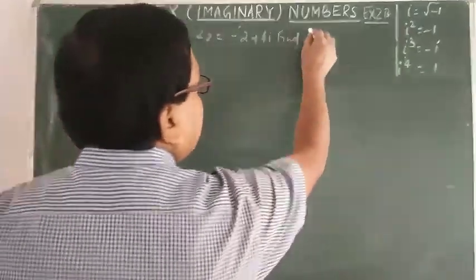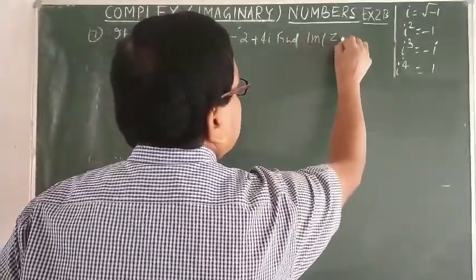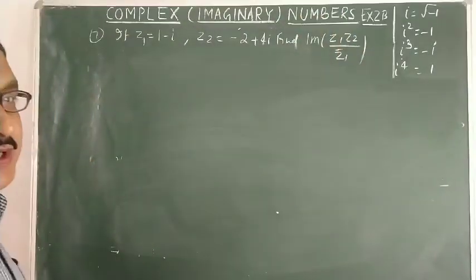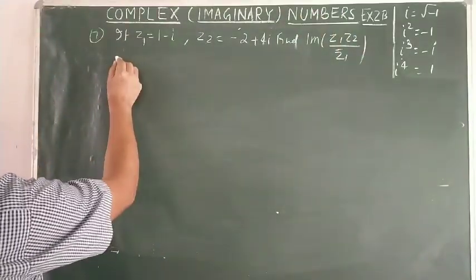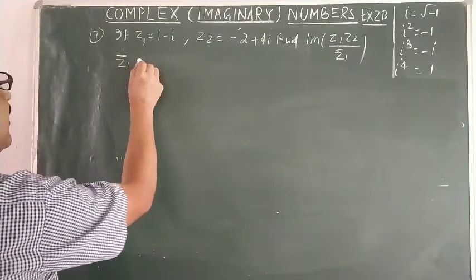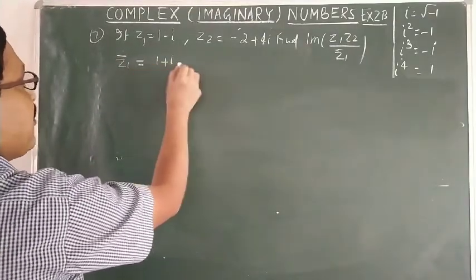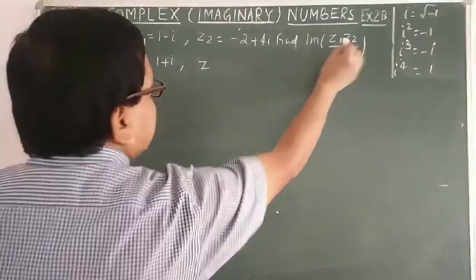Find the imaginary part of z1 z2 by z1 bar. So this has to be calculated. Z1 bar you know. So first of all, get z1 bar. Simply change the middle sign. This is 1 plus i. Now move to find z1 z2.